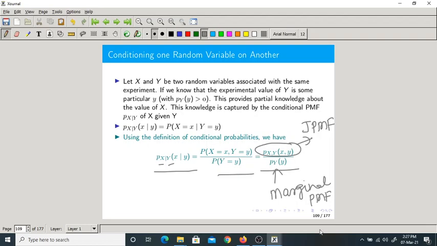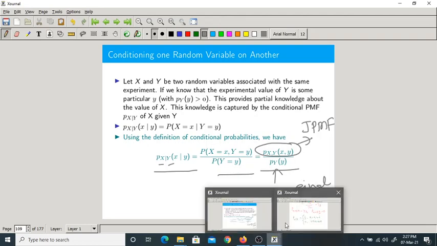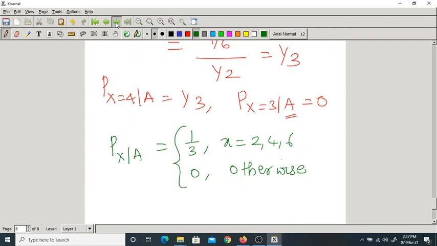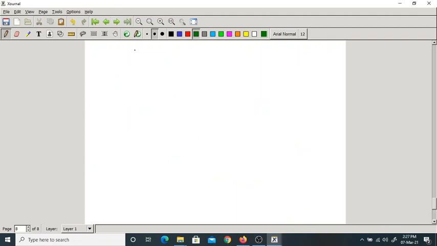Okay. Now here, so let me write without any confusion. So here, we know already. Let us take P of A given B. A and B are two events. Probability of A intersection B by probability of B.